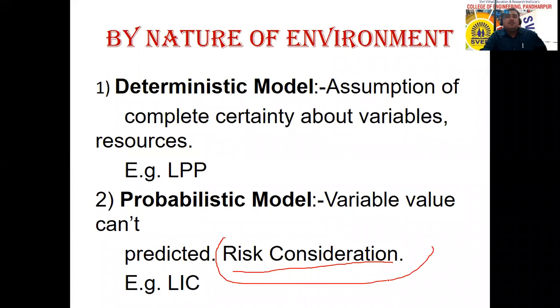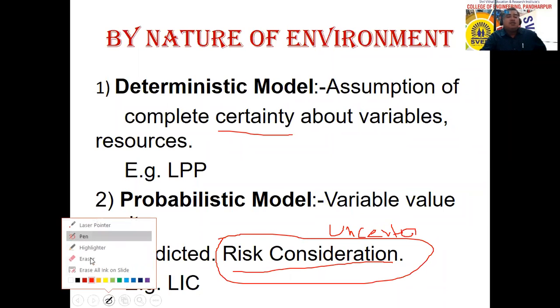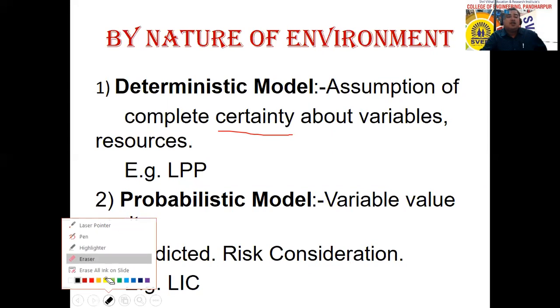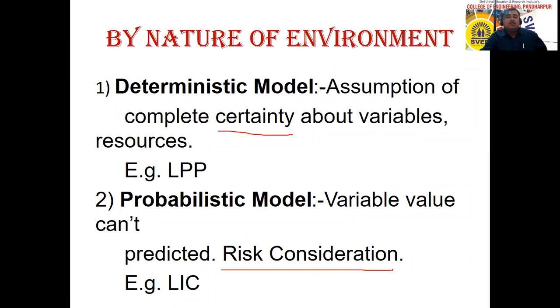Risk consideration, that is nothing but we can call it uncertainty. What is meant by uncertainty? What is happening tomorrow we do not know, so that is called uncertainty. And what is meant by certainty? We know what is happening, that is called certainty. This risk consideration comes under uncertainty, and the first model comes under certainty.